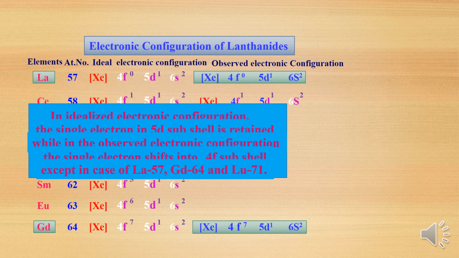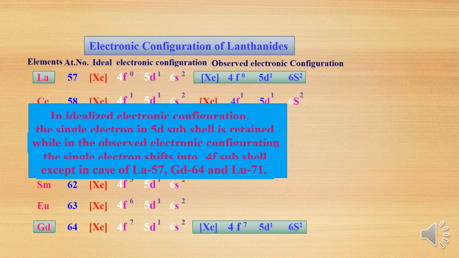See, in lanthanum the electronic configuration is 4f0, 5d1, 6s2. So it is a vacant orbital, it is stable. That's why the 4f is 0 here. Then in gadolinium, 4f7 is half filled, it is more stable. That's why there will be one electron in 5d. Then one more, lutetium, atomic number 71: there also it is completely filled, 4f14 is there. So that's why 5d1. So in these three cases, in 5d there will be one electron.